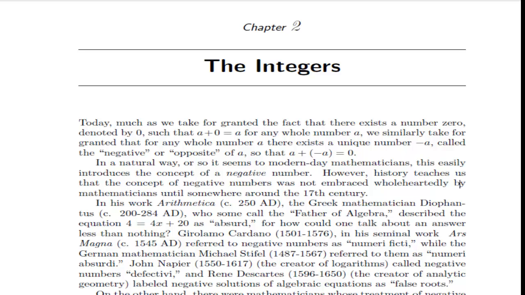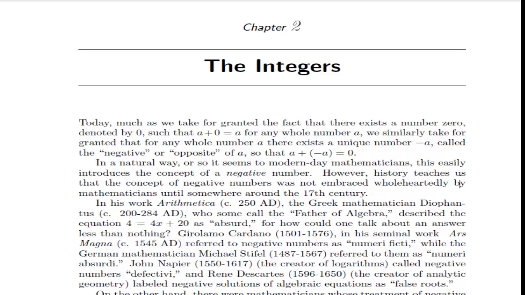Chapter 2, The Integers. Today, much as we take for granted the fact that there exists a number 0, denoted by 0, such that a plus 0 equals a, for any whole number a, we similarly take for granted that for any whole number a, there exists a unique number negative a, called the negative or opposite of a, so that a plus negative a equals 0.